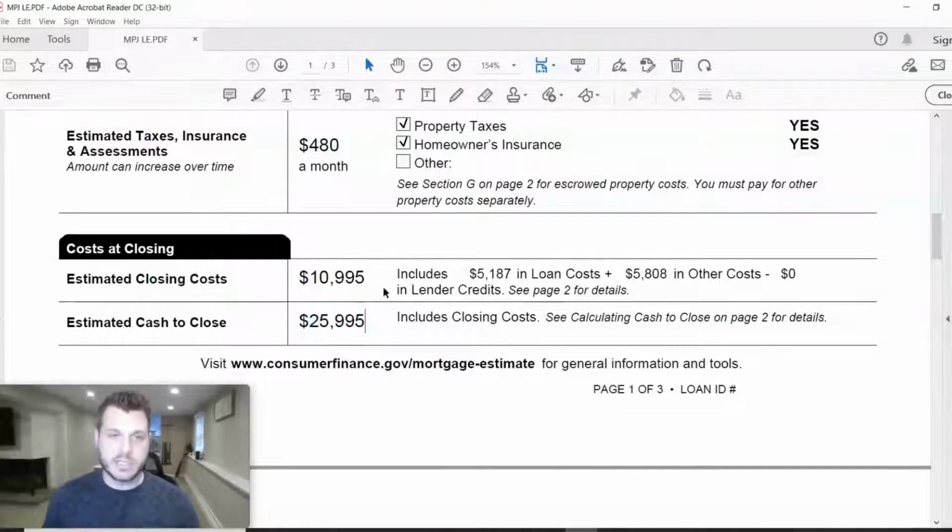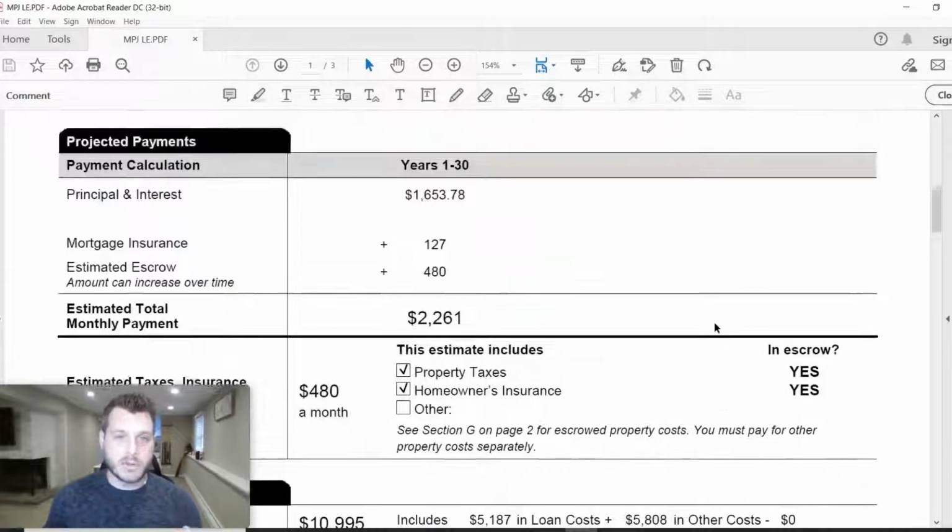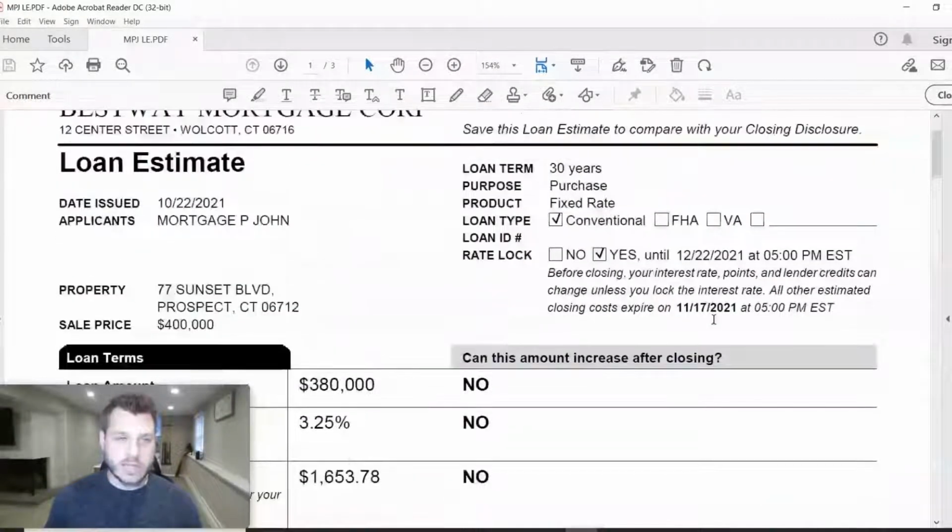$25,995. You can see your total estimated closing costs are inclusive of $5,187 in loan costs and $5,808 in other costs. And those are your escrow and prepaids, which we will get into, as I said, in the next episode. But for now, this is what the first page of your loan estimate is going to look like. It's going to have all the details of your personal information, the details of your loan type, term, product type, and sales price. Make sure all of that is accurate.